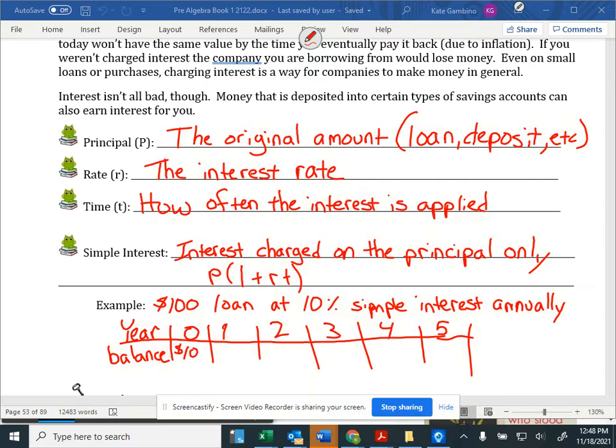You owe $100. After 1 year's time, if our interest is 10%, we're gonna owe 10% more than 100. So how much are we going to owe? Chase? $110.